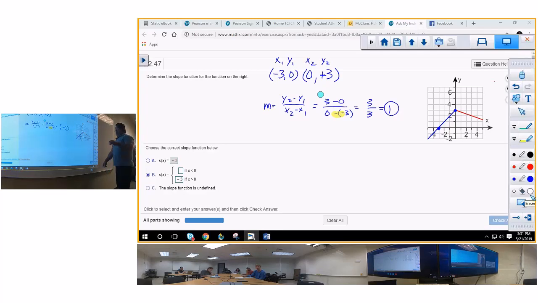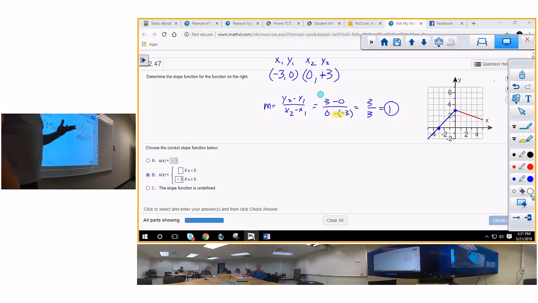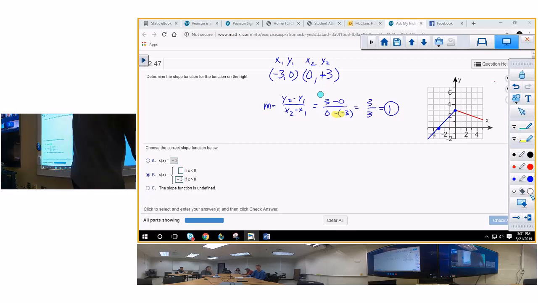Okay, now let's do the red. So even though you can look at that and see it's not a -1, I know that, but when you're calculating it, some people will screw that up. All right, but that's a good point.